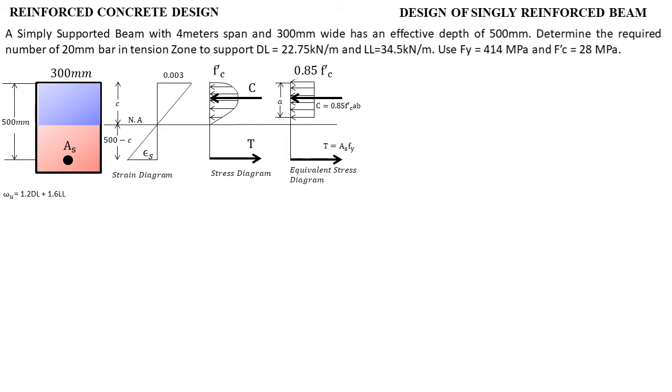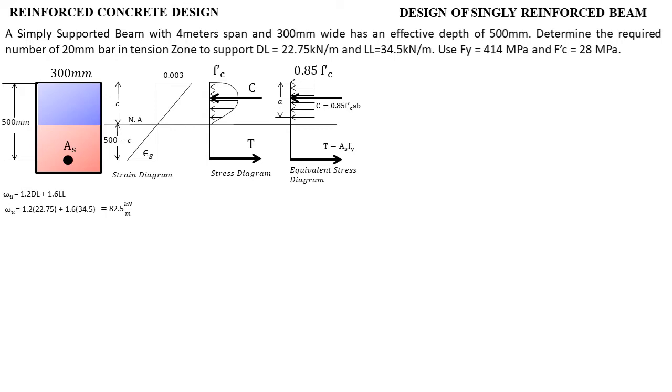Okay, so the uniform load is 1.2 multiplied by the dead load plus 1.6 multiplied by the live load. Okay, so this will be our factored uniform load. Substituting will give us the value 82.5 kilonewton per meter. So from this 82.5 kilonewton per meter, we need to get the maximum moment that this load can produce.